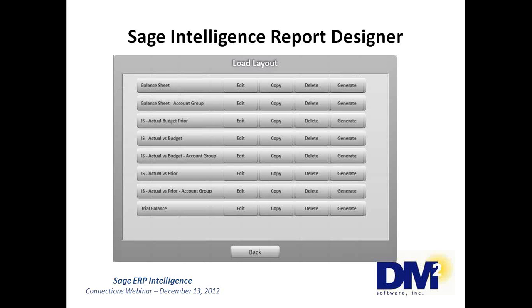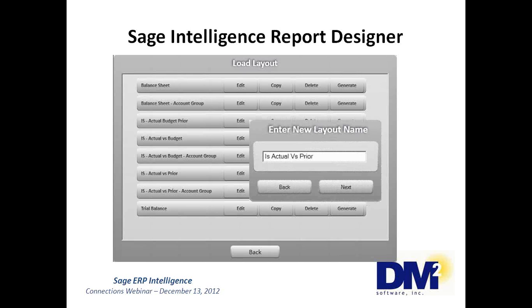Just like with all of the standard Sage reports, we never want to edit. It's not good practice to edit the existing standard report. So we recommend, as a best practice, making a copy of it. To do that, you would simply select, for instance, IS versus prior, select the copy, and once you select the copy, then you can rename it. I just changed the versus prior, but you could rename it anything you want it to be.